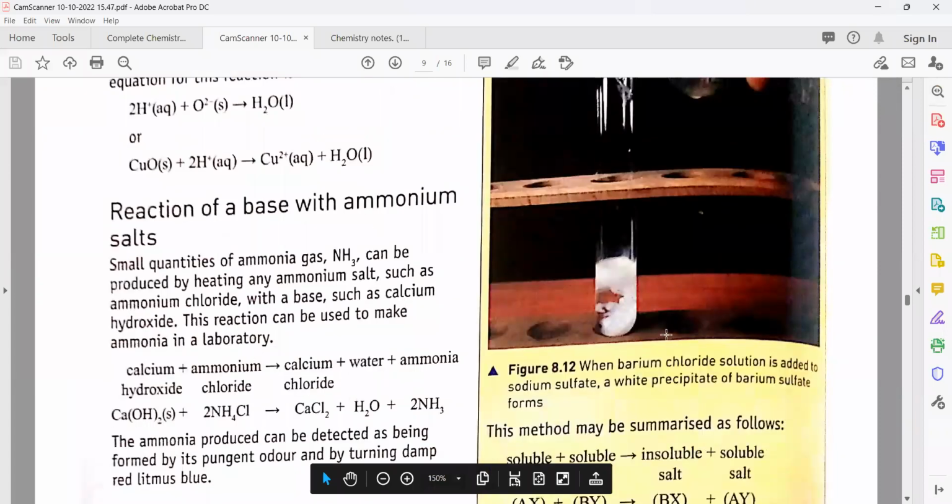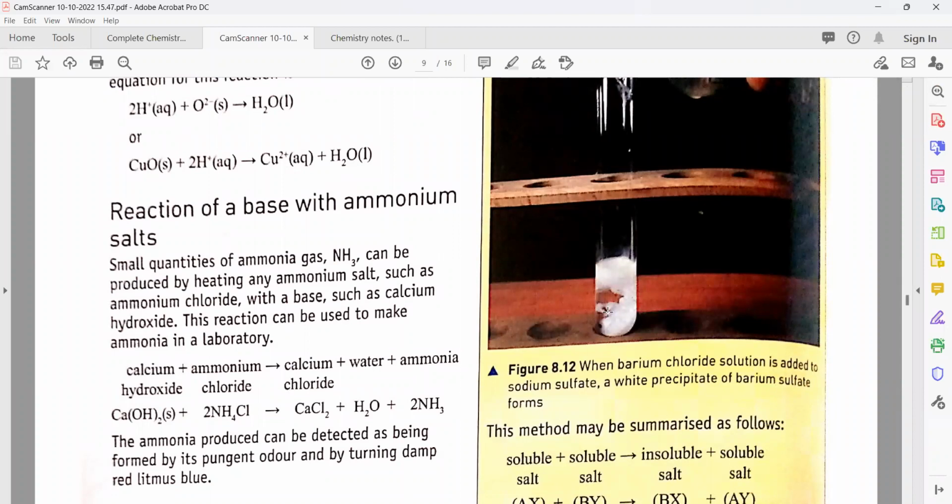So here you can see the reaction: when a barium chloride solution is added to sodium sulfate, a white precipitate of barium sulfate is formed. Look, these white colors just look like fumes. These are not fumes, actually; these are the solid particles of barium sulfate.